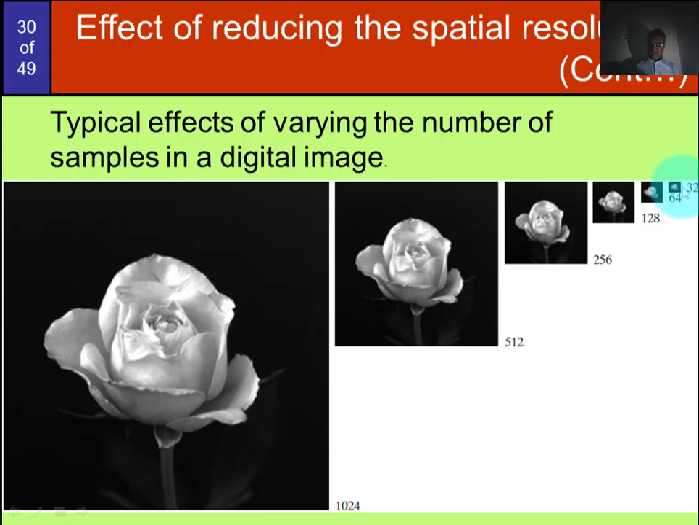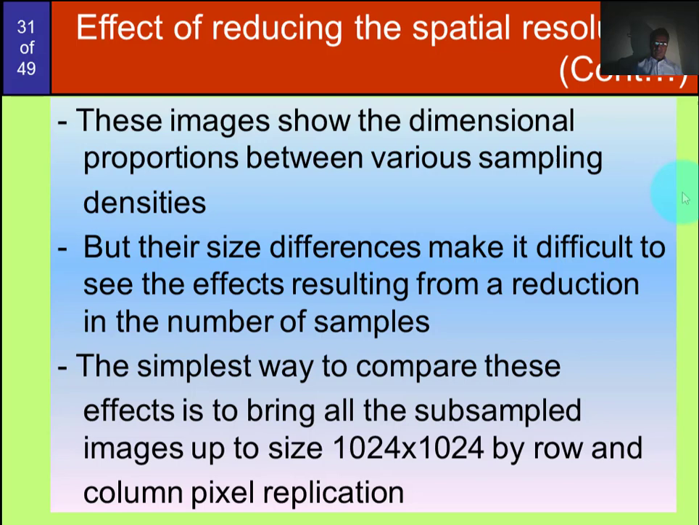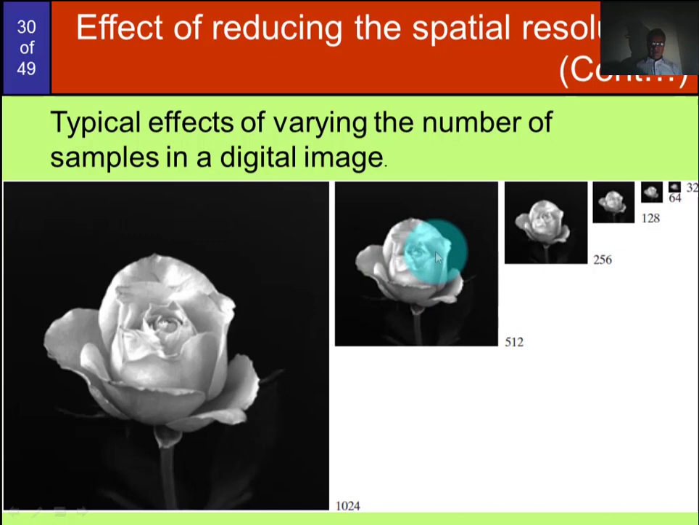These images show the dimensional proportion between various sampling densities. In the previous slide, we observed the sampling, but their size difference makes it difficult to see the effect resulting from a reduction in the number of samples. You cannot observe the effect of losing information in these images.